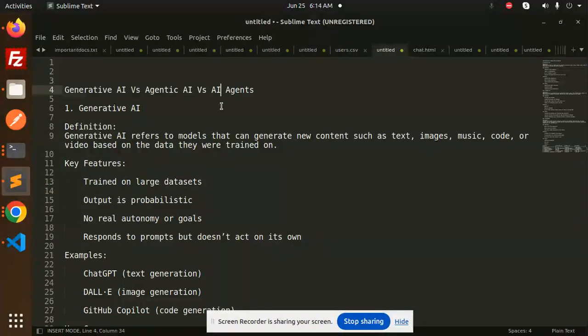Today we are going to learn the basics of generative AI versus agentic AI versus AI agents.